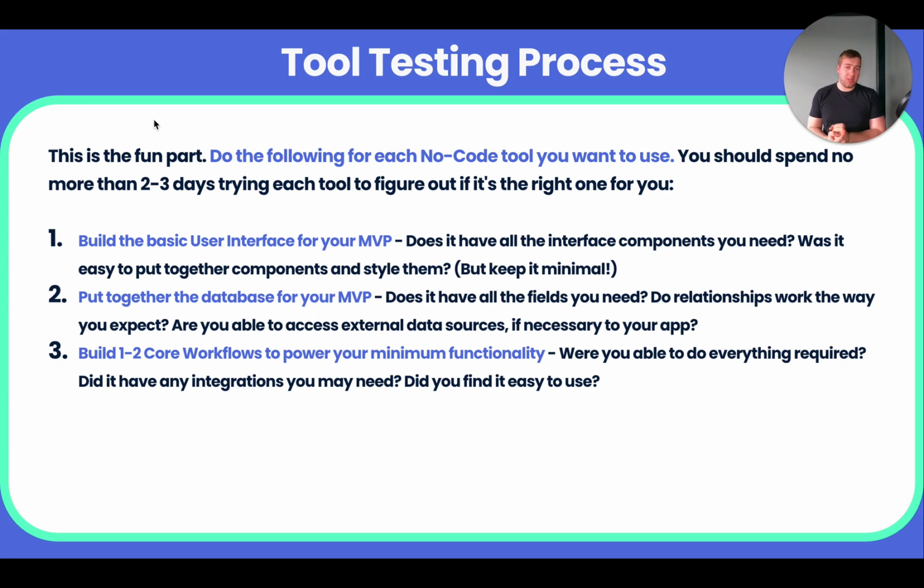Number two, I'd try putting the database together for your MVP. That can occasionally be quite telling. Does the platform have all the different field types that you need? For example, do you need a true and false field? Do you need a date field? If so, do you need date and time? Has it got image support? That kind of thing. Do relationships work the way that you expect? Can you do, for example, a many-to-many relationship, a many-to-one relationship, all that kind of thing? If you can put that data in there, are you able to display it properly on your screen, or does it not let you?